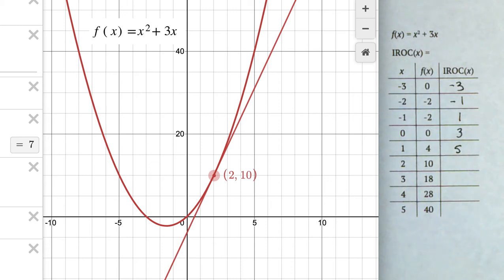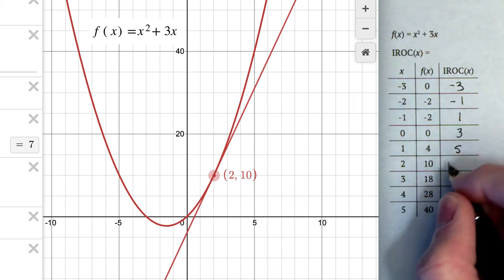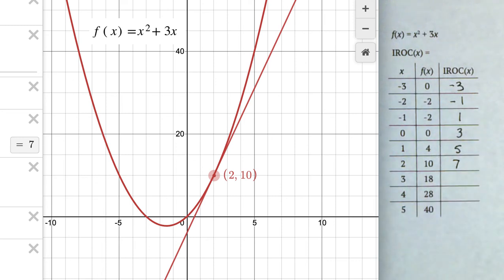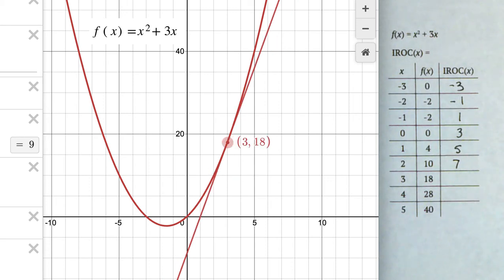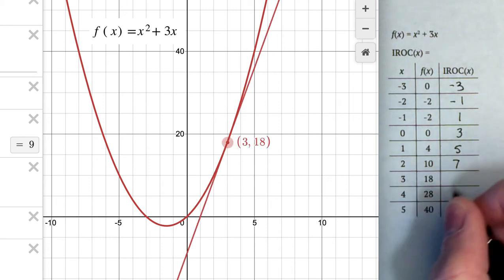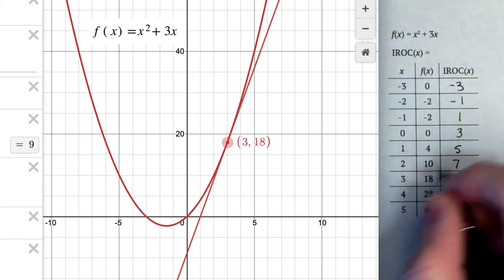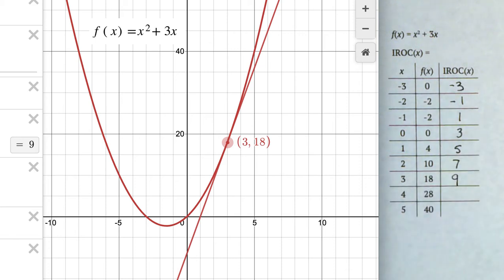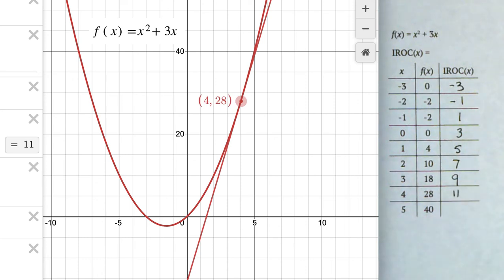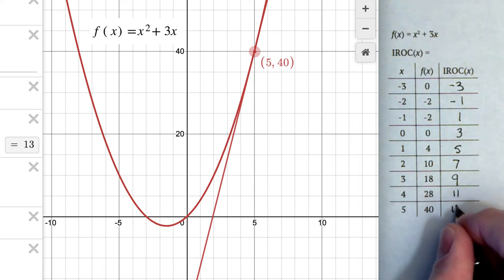At the point (2, 10), the slope of the tangent line is 7. Anybody care to make a prediction about the slope of the tangent at x equals 3? Turns out it's 18. No, that's the y-coordinate. Turns out it's 9. At x equals 4, it's 11. And let's do one more. At x equals 5, the slope of the tangent line is 13.